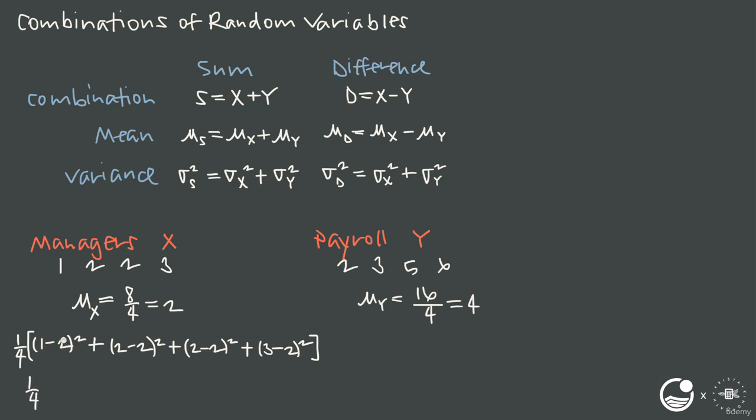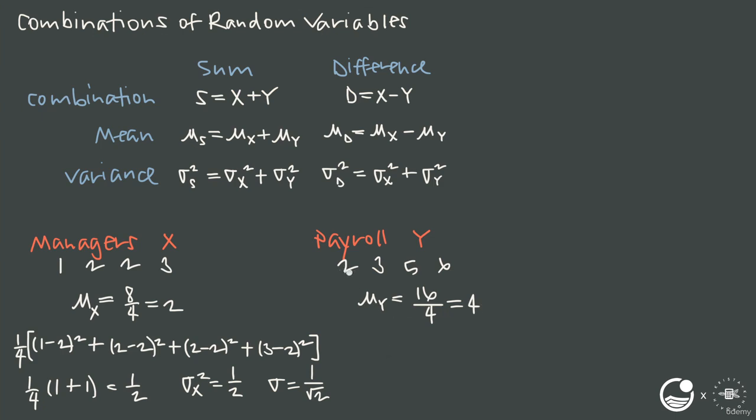1 minus 2 is -1. Quantity squared is a +1. So we have 1 here. This will be 0, 0, and then 3 minus 2 is 1. Quantity squared is 1. So we get 2 divided by 4, or 1/2. So our variance then is 1/2, and then standard deviation is the square root of that, or 1 over square root 2.